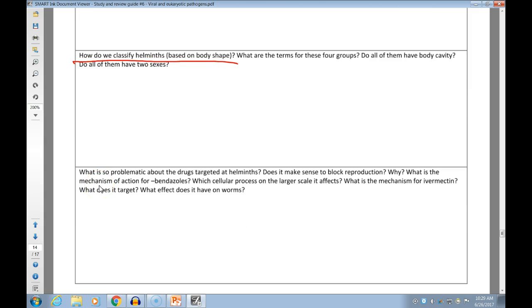Classification of helminths: cestodes, trematodes, nematodes. It's not 4, I'm sorry, for some reason. It's 3 groups, of course. Okay? Nematodes, round; cestodes, segmented tapeworms; and trematodes, flukes, or non-segmented flatworms. Body cavity, hermaphrodites, know that stuff. It's all listed in the table.